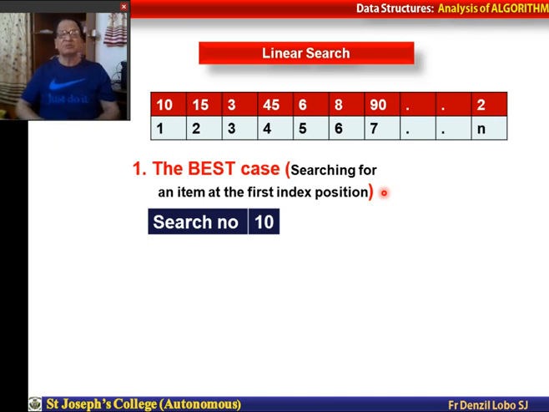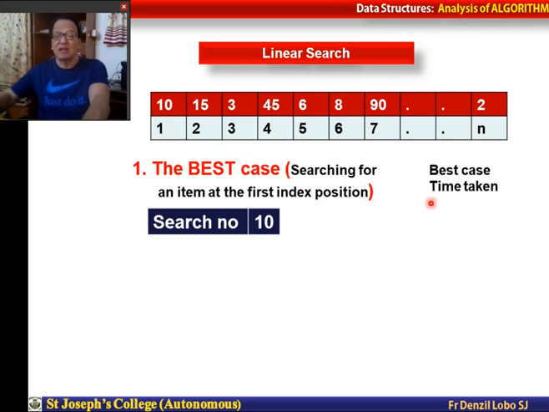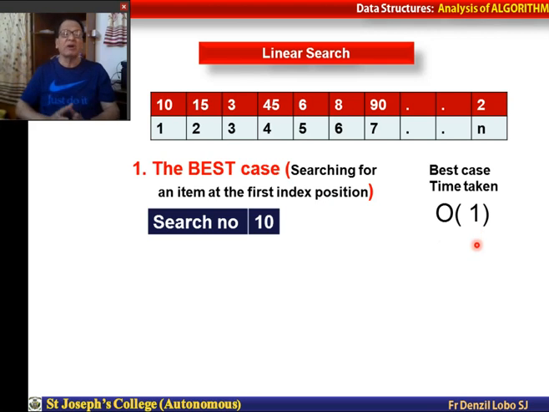Suppose I want to search for 10. That happens to be the best case because it is the first. The moment I start searching, because I start searching from the first location to the nth location. So in this case, the best case would be searching for 10, and it is found at the first comparison itself. Therefore, the best case time taken would be of the order of 1. Later we will say it is big O of 1. That is the best case.